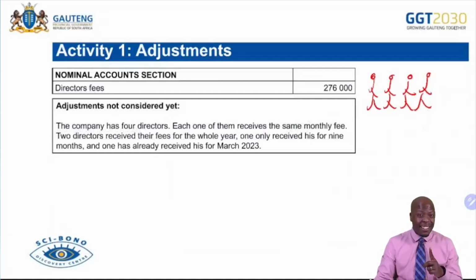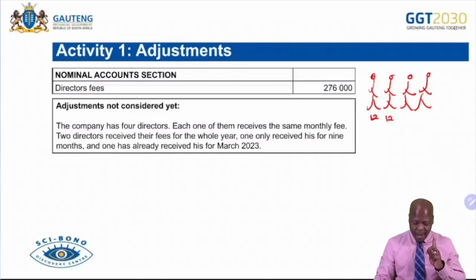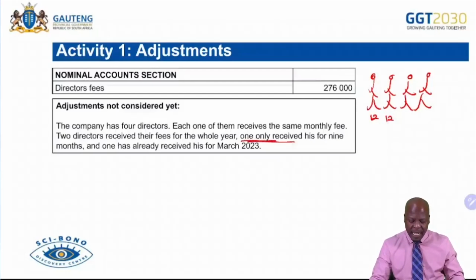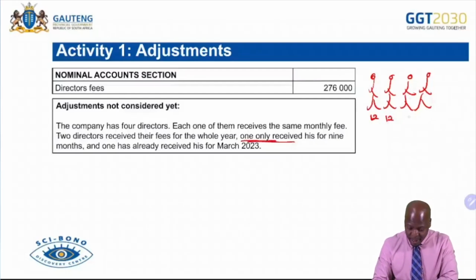How many months are in a year? 12. So that means for these two directors, this one received for 12 months, and this one received for 12 months. Are you following? I'm reading here now. Only one received his for 9 months. Okay, so the third director did not receive for 12 but for 9 months.